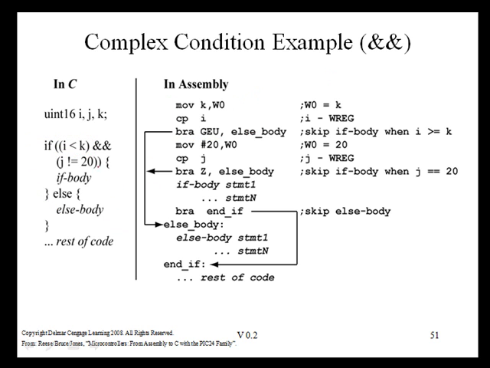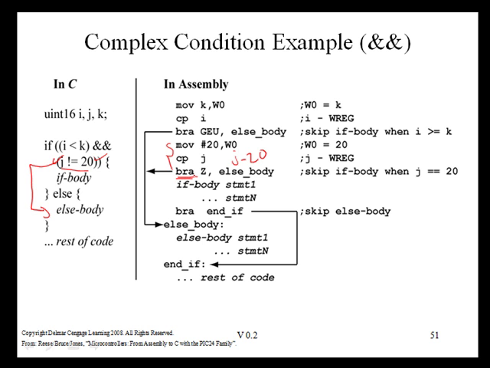At that point, we need to implement this next condition. So we're going to need to do this test first, and we're going to do the test by saying j minus 20. These two instructions will do that. At that point, we need to figure out what our branch instruction is. If this test is false, then we want to execute the else body.